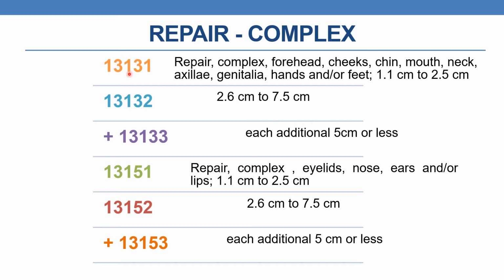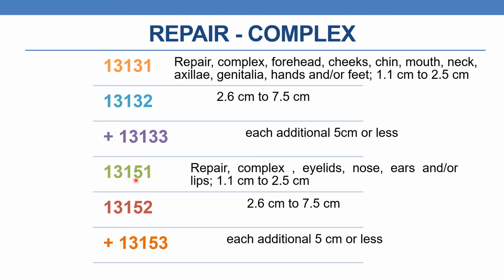The next is 13131. Repair complex forehead, cheeks, chin, mouth, neck, axilla, genitalia, hands or feet 1.1 centimeters to 2.5 centimeters. The next is 13132. The repair length is 2.6 centimeters to 7.5 centimeters. The next is an add-on code plus 13133 for each additional 5 centimeters after 7.5 centimeters. For each additional 5 centimeters or less, you need to report this code.